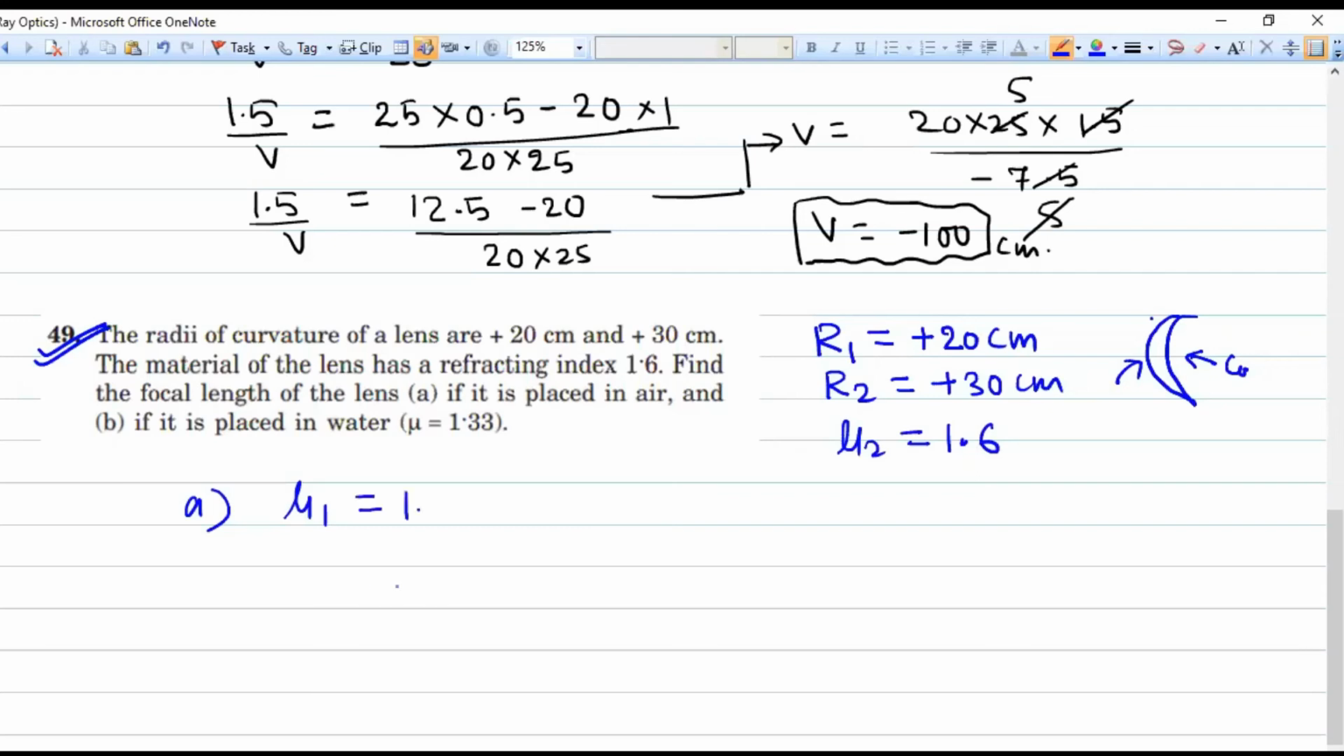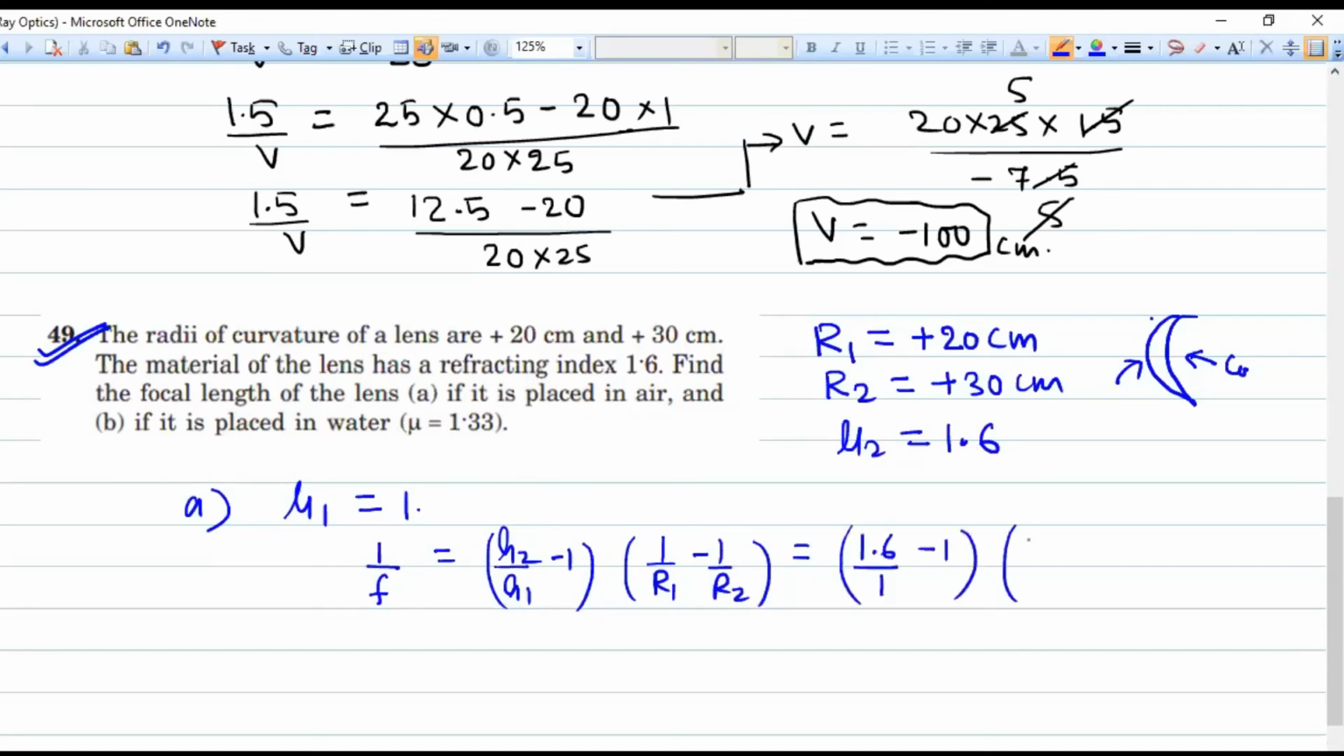We can calculate using the lens maker formula: 1 upon f equals mu2 by mu1 minus 1, into 1 upon R1 minus 1 upon R2. Easily we can solve. All the values are given. Just put the values and you will get the answer. 1.6 divided by 1 minus 1, into 1 upon R1, R1 is given 20, R2 is given 30. Solve it. When you solve, you will get the focal length. How much will you get?